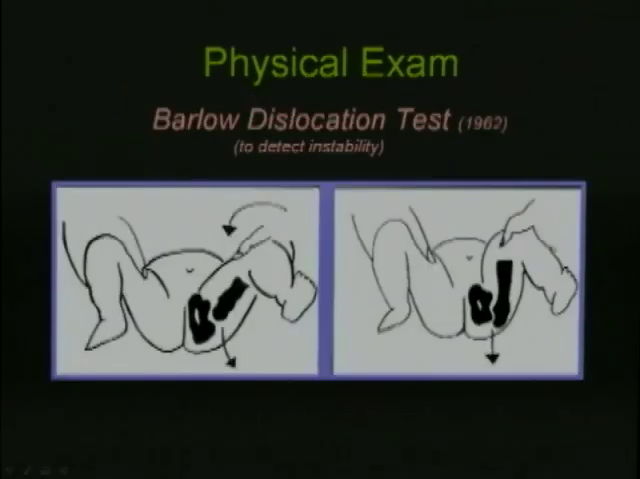The other test that's done is the Barlow dislocation test, which was described in 1962 by Dr. Barlow. Basically, this is the test that is used to detect instability of the hip, so that the knee is adducted and there is a pistoning maneuver that is done where the head of the femur has some gentle pressure against it by pushing the hip posteriorly and letting it go to see whether or not there is a sense that the hip is unstable.